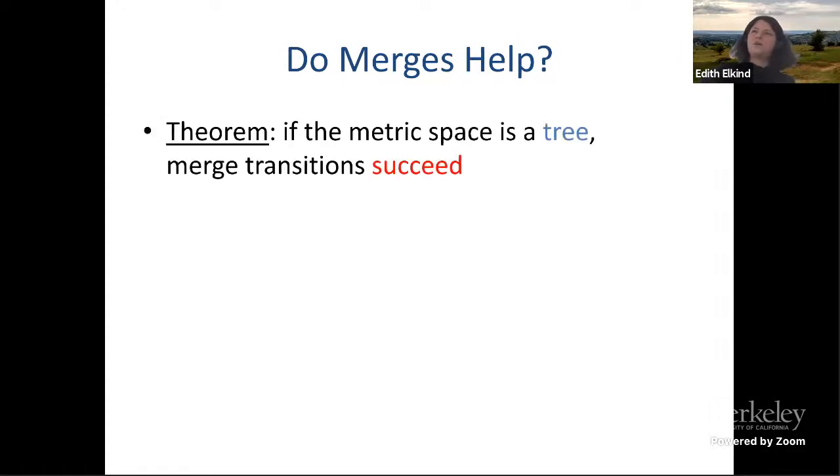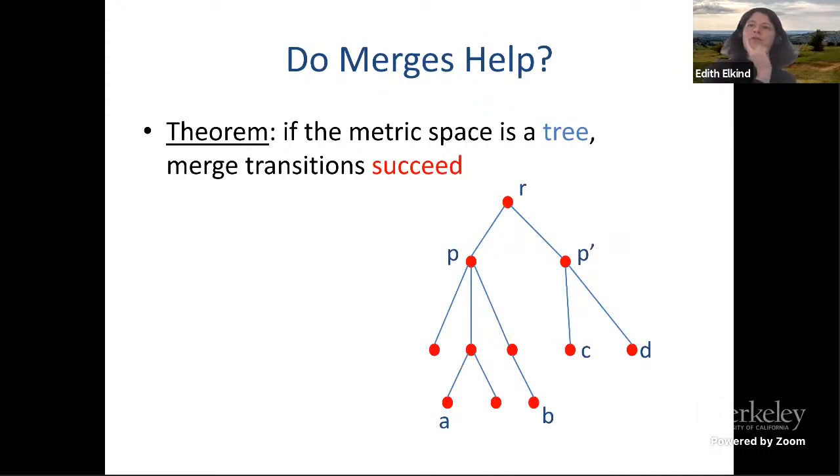So you can ask, in what kind of metric spaces are merge transitions sufficient? Well, if you look at trees as geometric spaces, then just merge transitions are actually sufficient for success. So when I talk about trees as metric spaces, this is the picture I have in mind. I have a tree, potentially a weighted tree. Each edge is associated with a distance. Proposals are a subset of vertices of this tree. Each agent also sits at some vertex of this tree. So distances are measured along this tree.